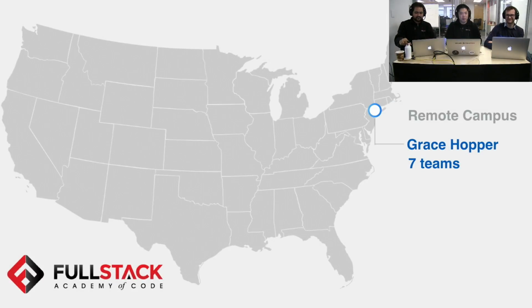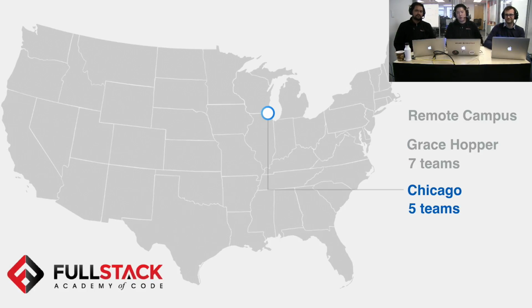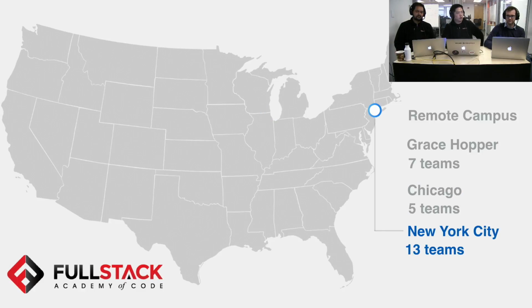Next, we'll be joined by our Grace Hopper program. There are 7 teams presenting, followed by Chicago, 5 teams in Chicago, and then 13 teams in New York City.